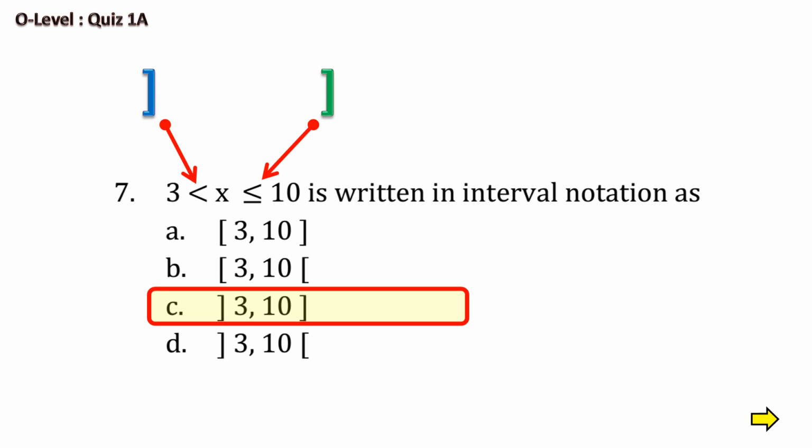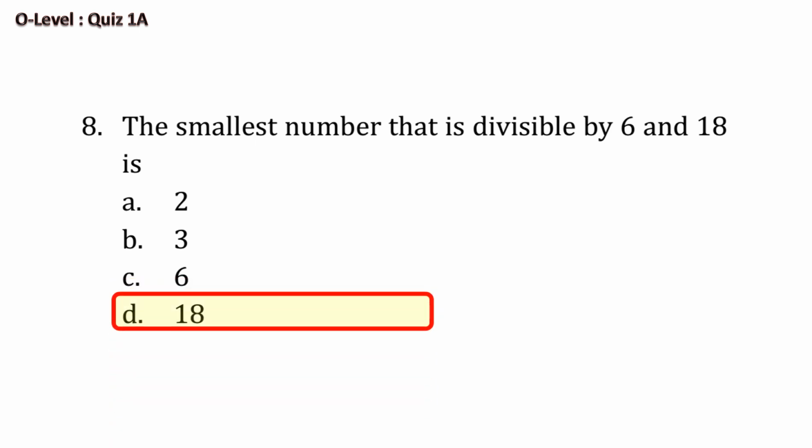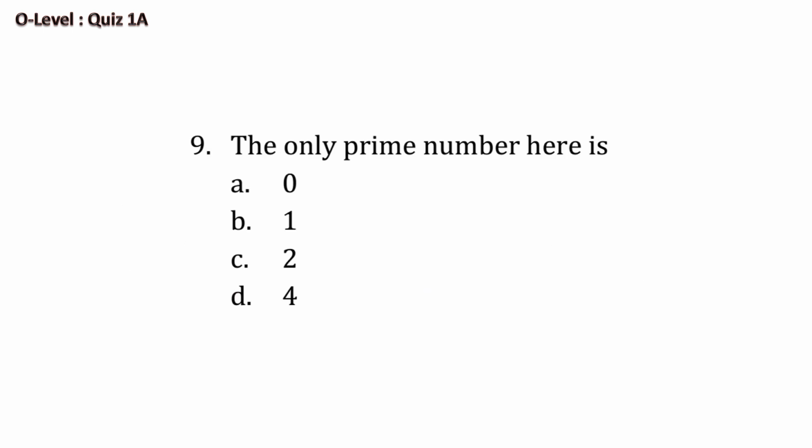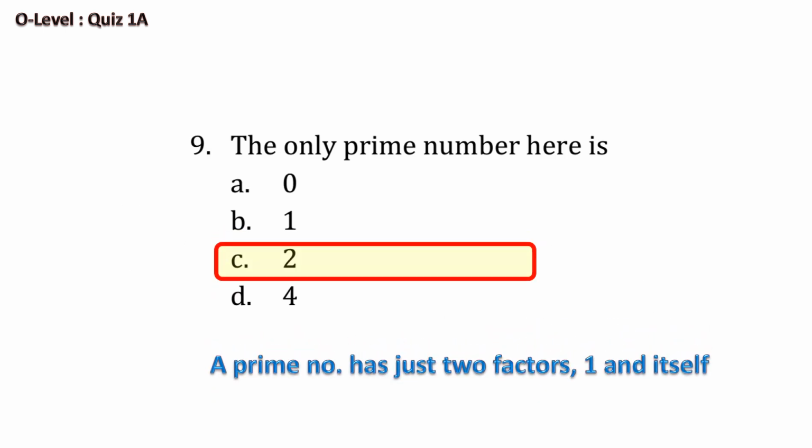Question 8. The smallest number that is divisible by 6 and 18 is, that's just the LCM, and it's 18. Question. The only prime number here is 2. A prime number is a number that has just 2 factors, 1 and itself. 1 is not a prime number. 4 is a composite number, as well as 0.